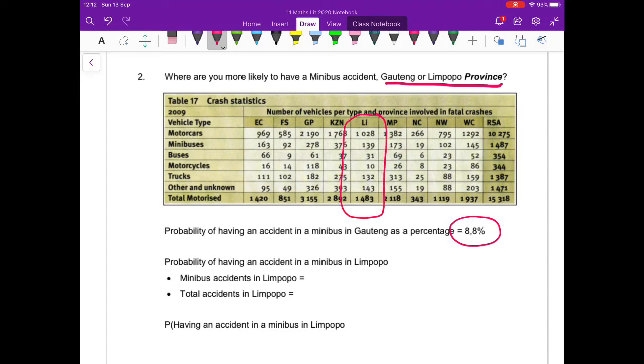Remember, columns down, rows across. Minibuses, so there are 139 minibus accidents out of a total of 1,483. So what percentage do we have here? That is going to be 139 out of 1,483. Change it to a percentage.